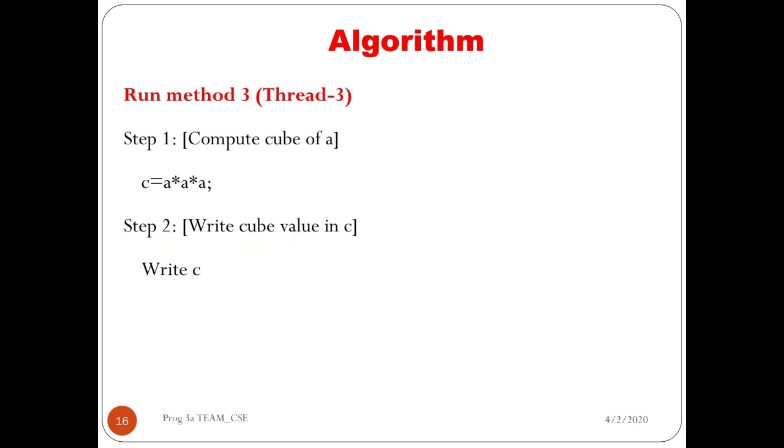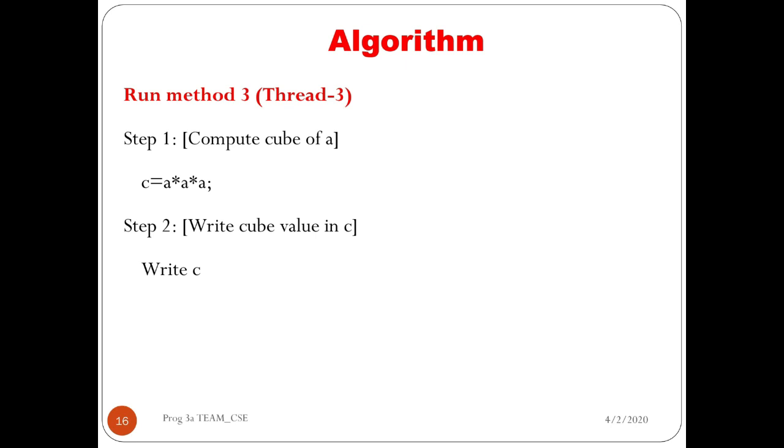Next slide please. Next, run method 3, that is the third thread. Compute the cube of a. c is equal to a into a. Write the cube value of c. Write c, which displays the cube value of c. So this is the end of the algorithm.